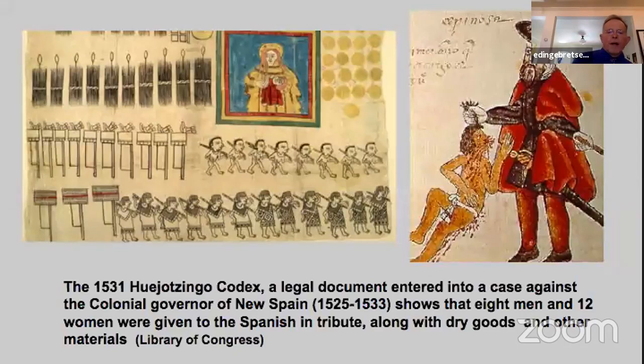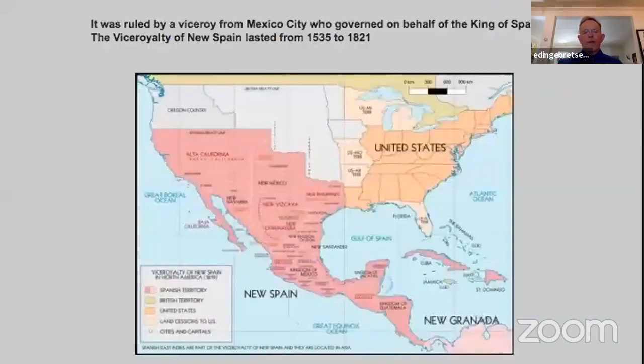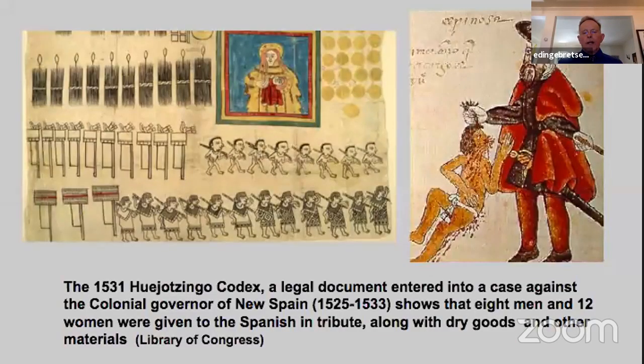The 1531 Codex, a legal document, entered into a case against the colonial power of New Spain, this area here, suggesting that they were so cruel to the Indians that they managed to bring suit to the king. This particular codex, which is basically a drawing, shows 8 men and 12 women being given to the Spanish in tribute, along with dry goods and other materials. And you have a statue of Mary, which is interesting at the time, 1525, that even then the Christian effect had taken hold.